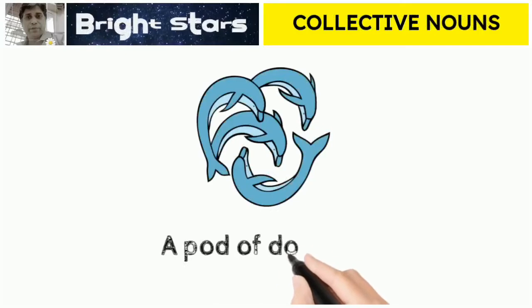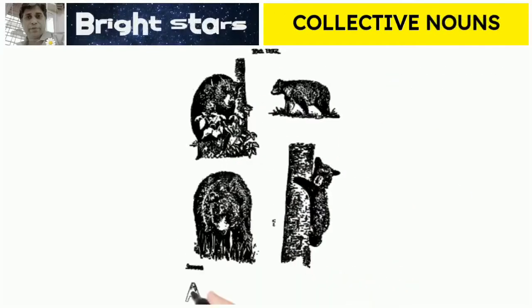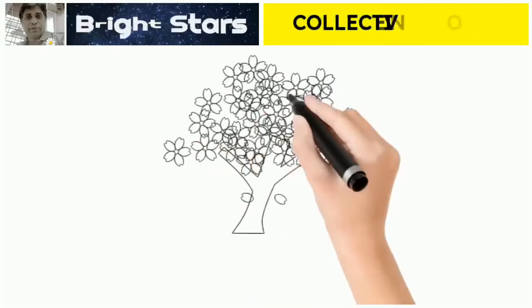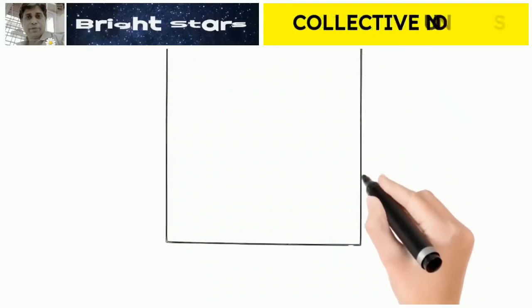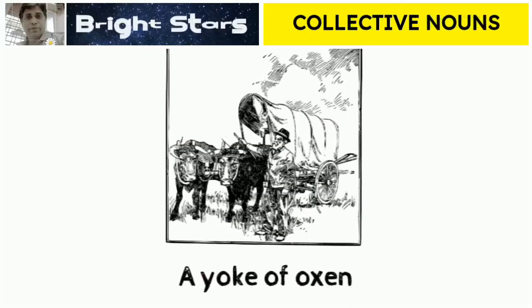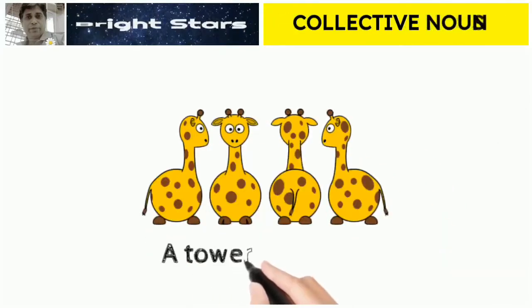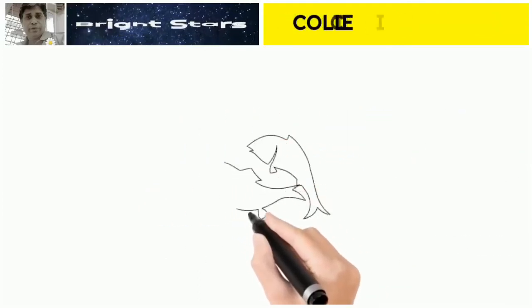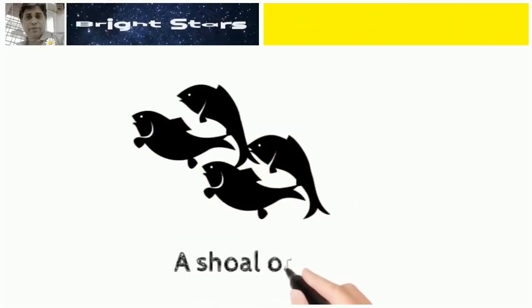So you can identify a pod of dolphins. A sloth of bears, a clutch of rabbits. What is this? A yoke of oxen. Plural form of ox is oxen. Here a tower of giraffes. So next one, a shoal of fish.